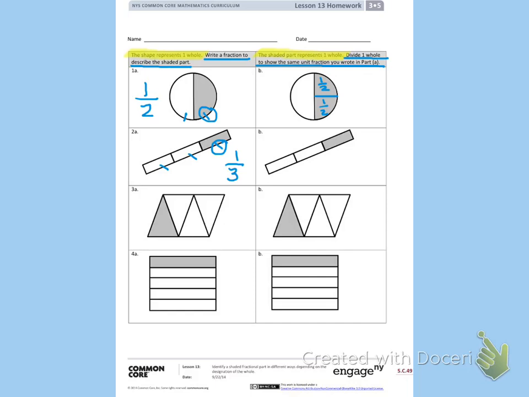Looking at item 2B, this time the shaded part is the whole. And we have to divide it into thirds since that is the fraction that we wrote in item 2A. I'll go ahead and do that now. It's a little bit small to label, but I'll give it my best. Now this is a third, and this is a third, and this is a third of the whole.